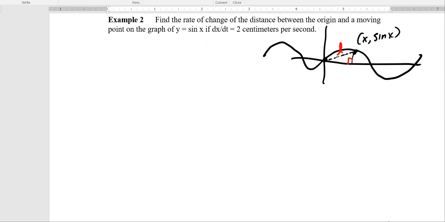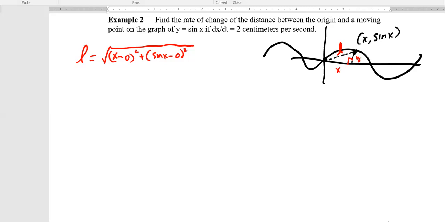and this being a right triangle, we see that we have x and y, which is the sine of x. So now the distance from the origin to this point, the distance formula, L will be equal to the square root of x minus 0 squared plus sine of x minus 0 squared. So it's that ordered pair's coordinates minus the other. So there's a difference between the x coordinates and the y coordinates over here. And that's our distance formula.